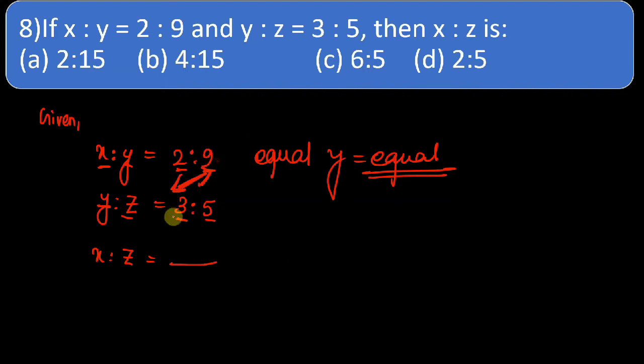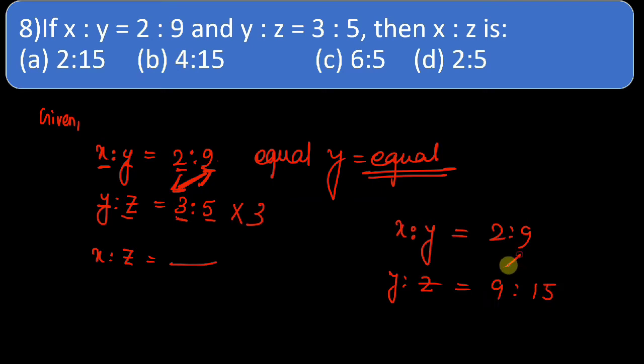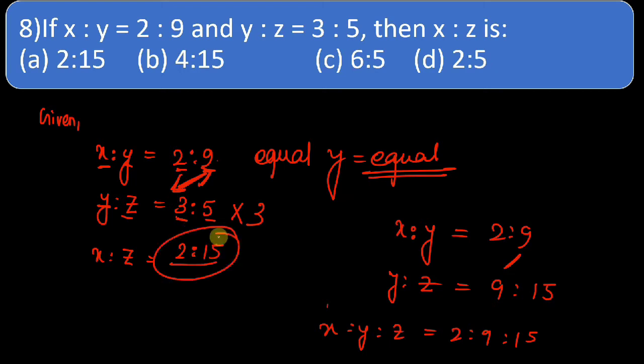So here y is 9, here y is 3. So in order to make y equal, we have to multiply this ratio by 3. We get respective ratios as x is to y as 2 is to 9 and y is to z as 9 is to 15. So you can see that y is equal here. So we can write the ratio of x is to y is to z as 2 is to 9 is to 15. Now we are told to find the ratio of x is to z only. So here x is 2 and z is 15. So the correct answer will be 2 is to 15. So correct option is option A.